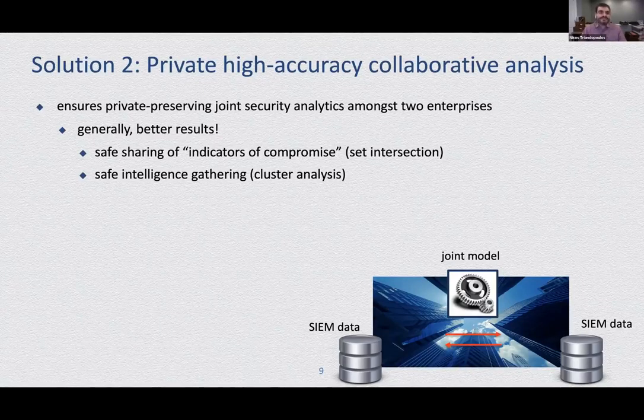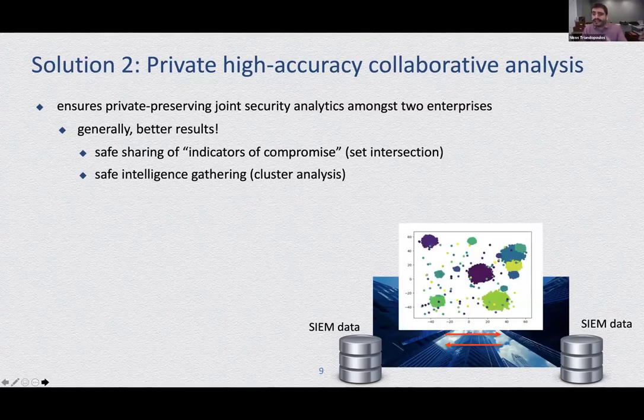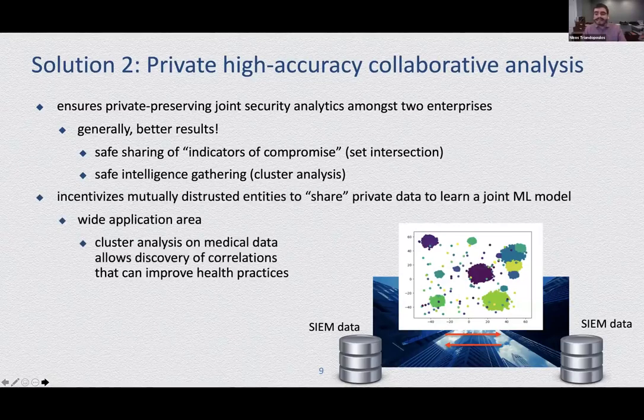So the second solution relates to a way to actually perform this joint model creation computation by two enterprises in a privacy-preserving way, meaning that you learn something that you are comfortable learning, and everything else that is part of your private individual data set will remain private. For instance, we can do cluster analysis among two parties. And this is quite interesting and important in practice because it finds many other applications.